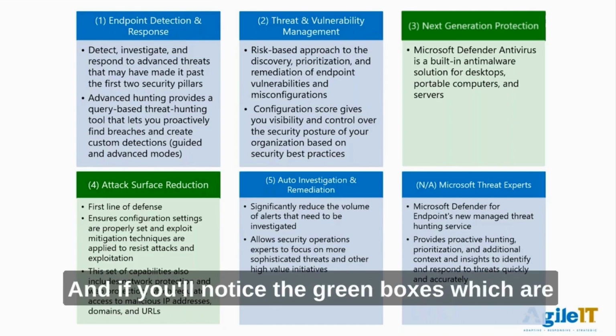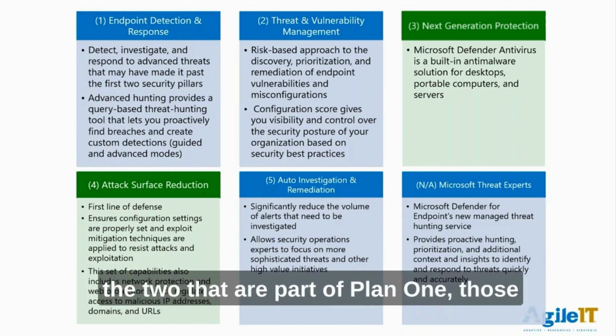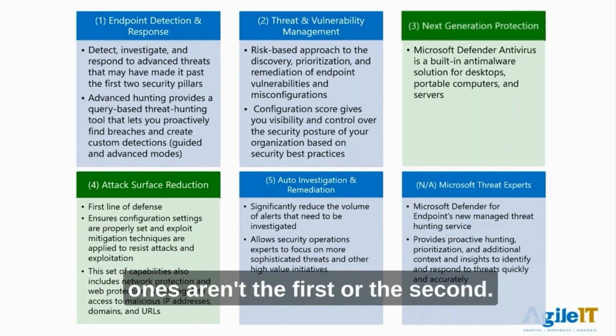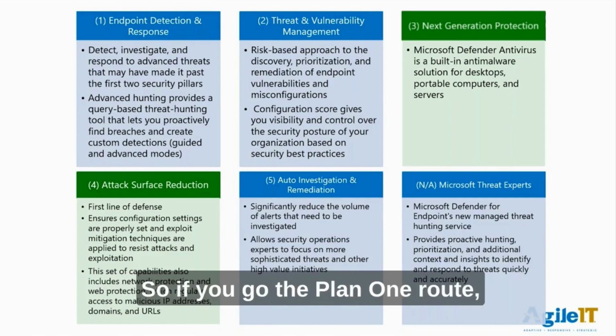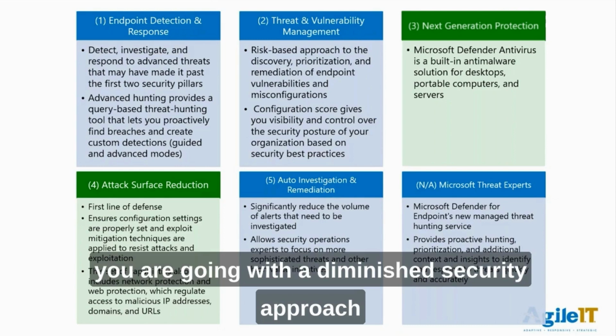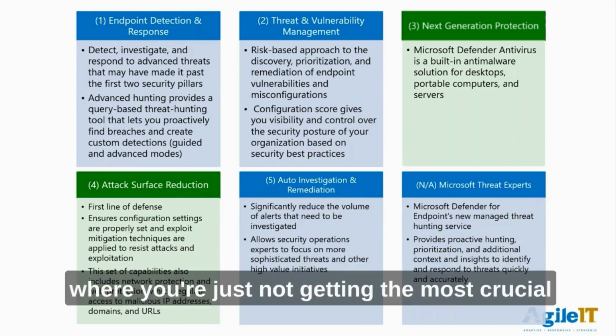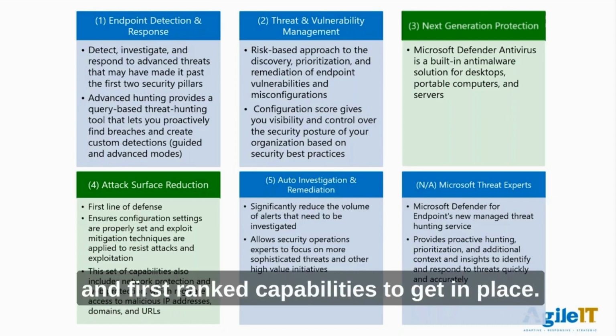And if you'll notice the green boxes, which are the two that are part of Plan 1, those ones aren't the first or the second. So if you go the Plan 1 route, you are going with a diminished security approach where you're just not getting the most crucial and first ranked capabilities to get in place.